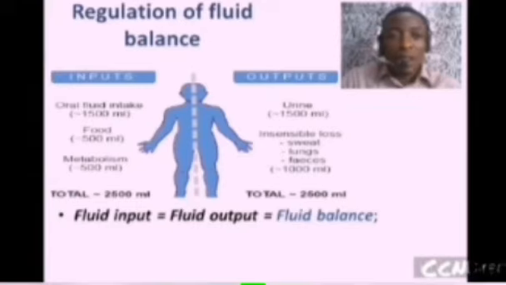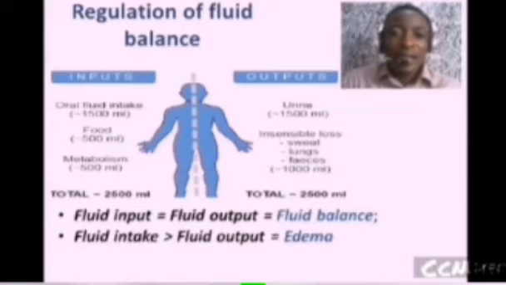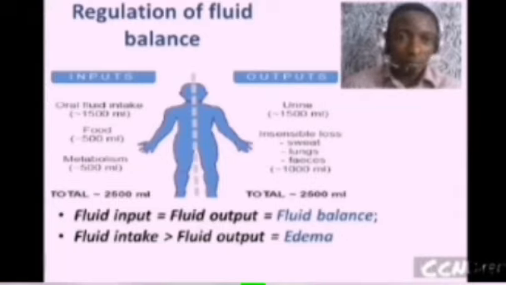Fluid is said to be balanced when fluid intake is equal to fluid output. Now, if fluid intake exceeds fluid output, it is known clinically as edema. It means there is more water in the body than solutes, and the patient begins to swell. If that patient is not attended to medically and immediately, he or she could just swell and burst. It's a serious clinical condition.